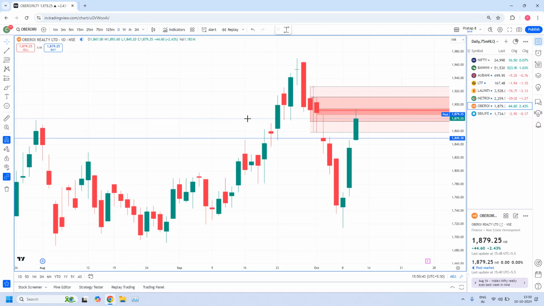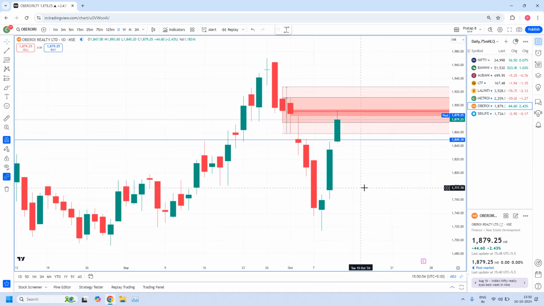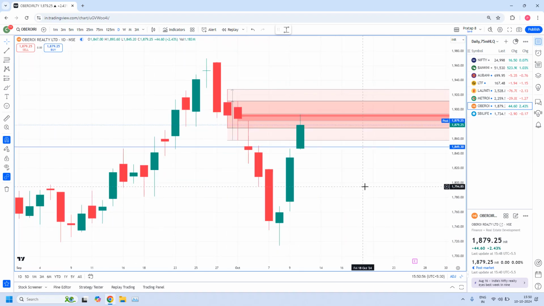Okay, now let's get into the analysis discussion. In yesterday's end of the day report, we identified 6 high liquidity zones for today's trade point of view. Out of the 6, only one trade got triggered and that is a very good successful trade. So let's start with the successful trade, Oberoi Realty.